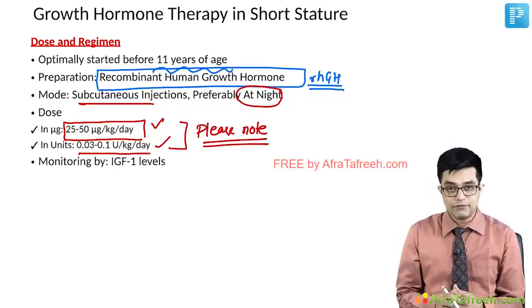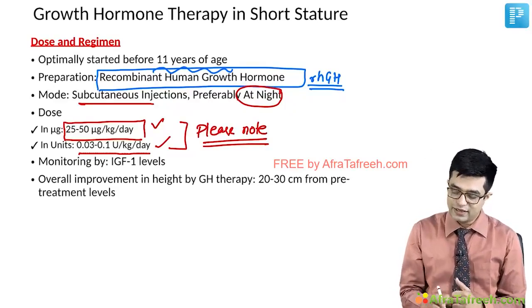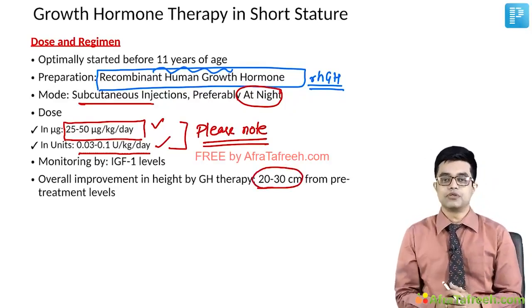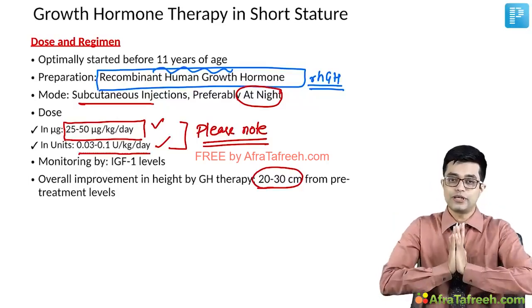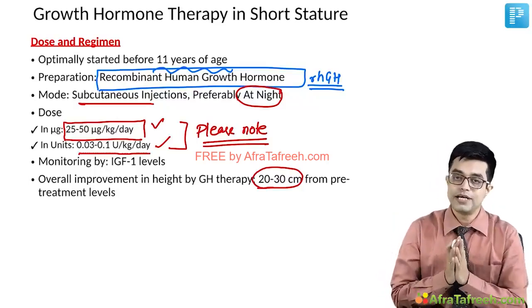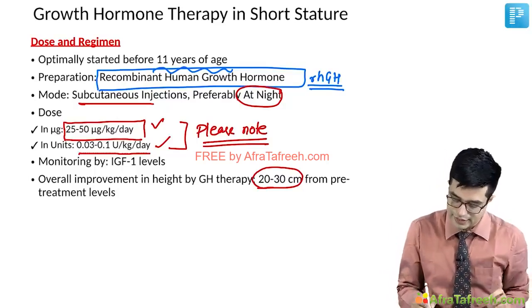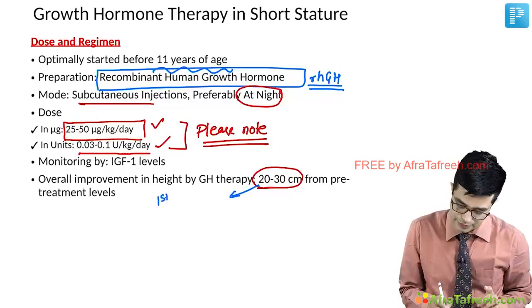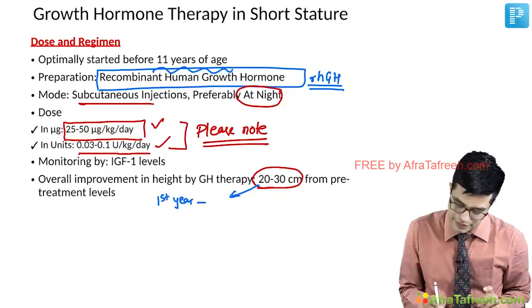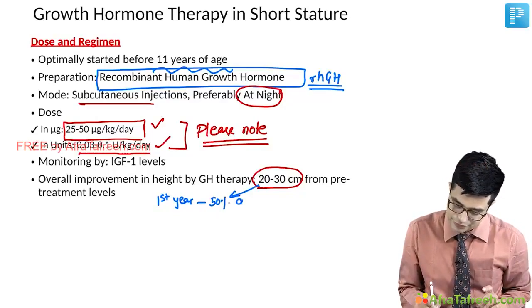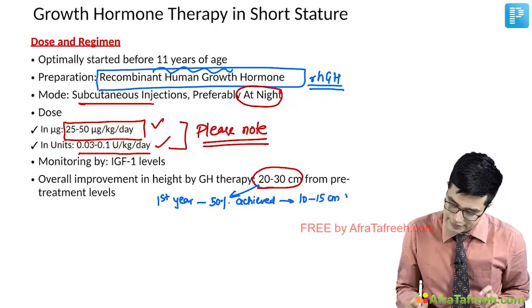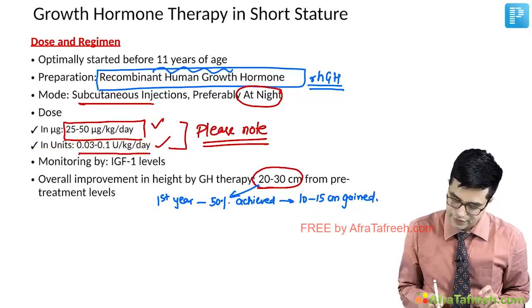Monitoring is done by IGF-1 levels, and overall improvement in height is seen in the form of 20 to 30 centimeters. So how much is the total effect? It is as high as 20 to 30 centimeters. However, you need to understand that maximum growth occurs in the first year of treatment. In the first year, approximately 50% is achieved, that is around 10 to 15 centimeters is gained in the first year.